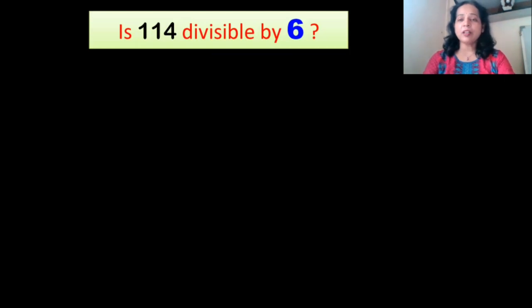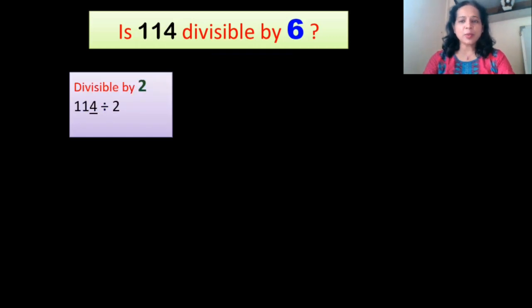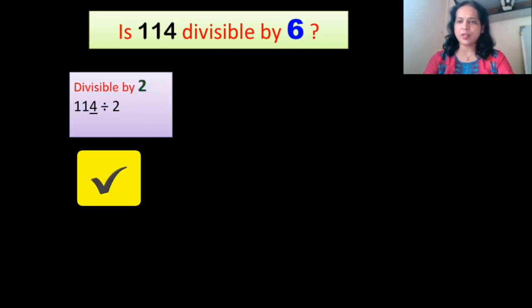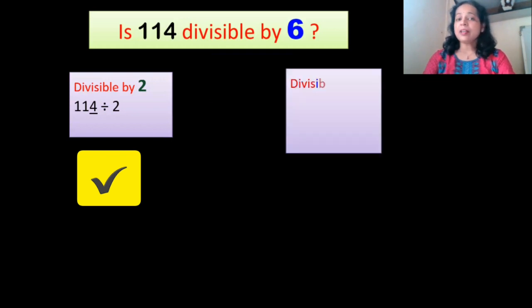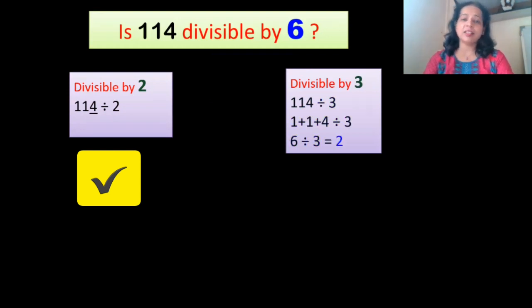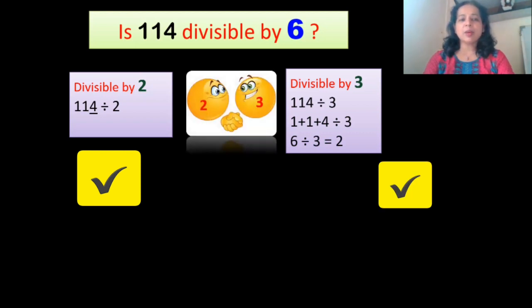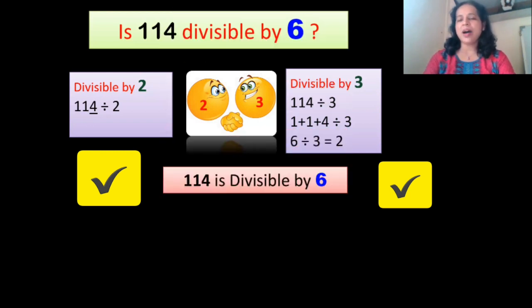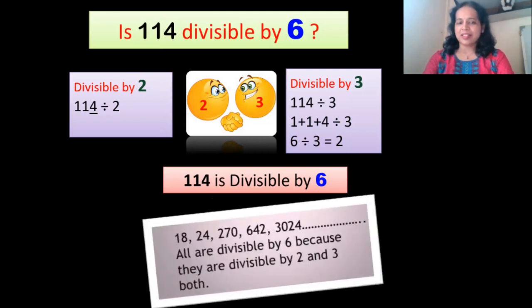Is 114 divisible by 6? Let us check. Divisible by 2? Yes, 114 is divisible by 2. Is it divisible by 3? When it is divisible by 3 and 2 both, then it is divisible by 6. Yes. So that means it is divisible by both 2 and 3. We can say now that 114 is divisible by 6. Look at these numbers. All are divisible by 6 because they are divisible by 2 and 3.